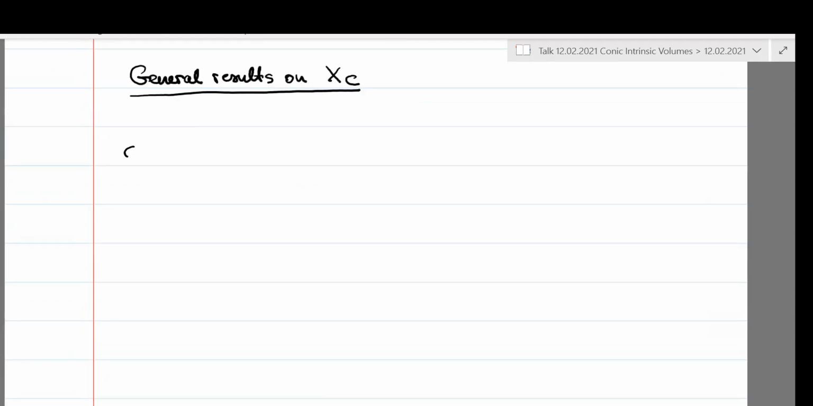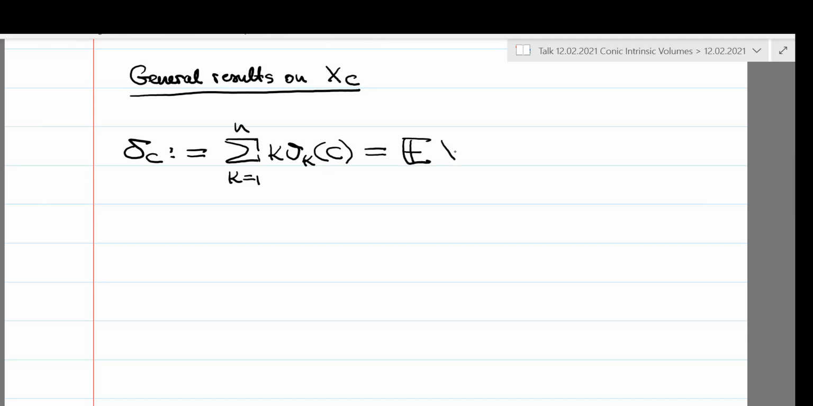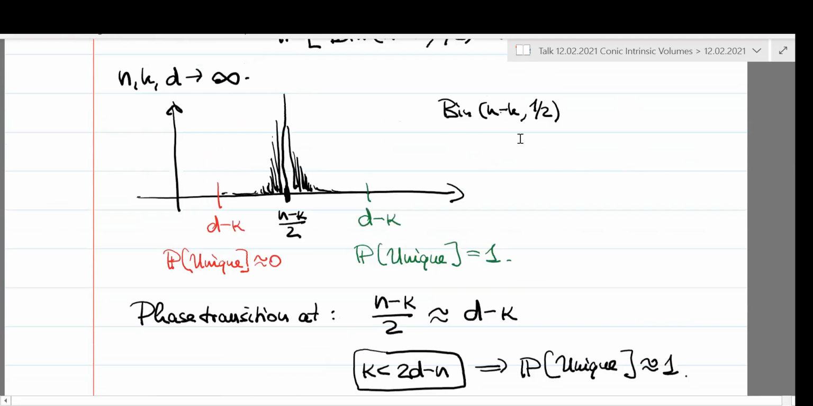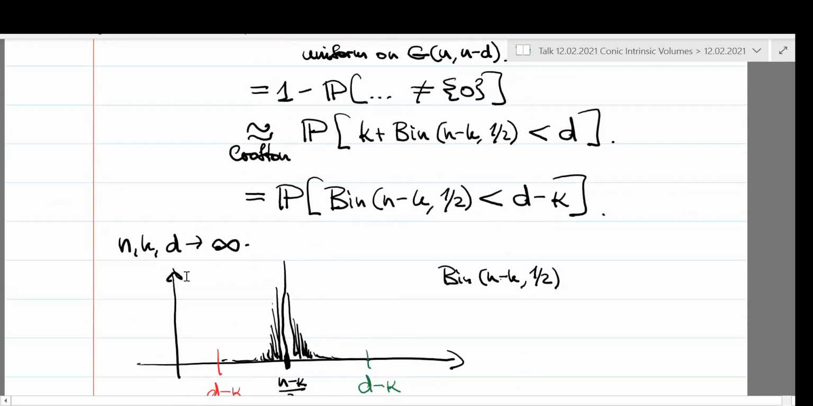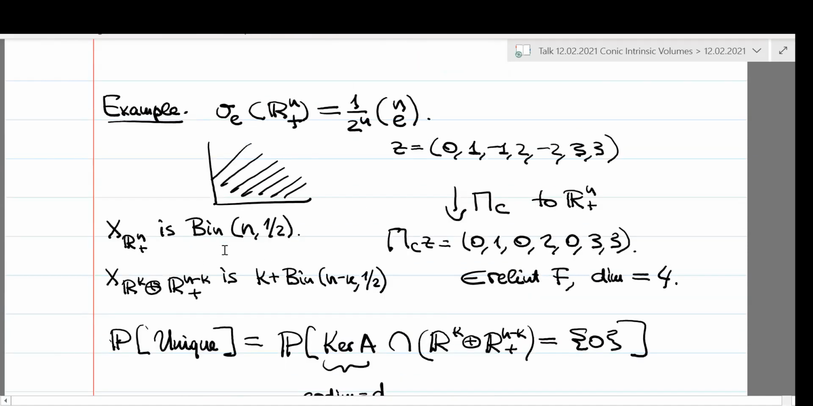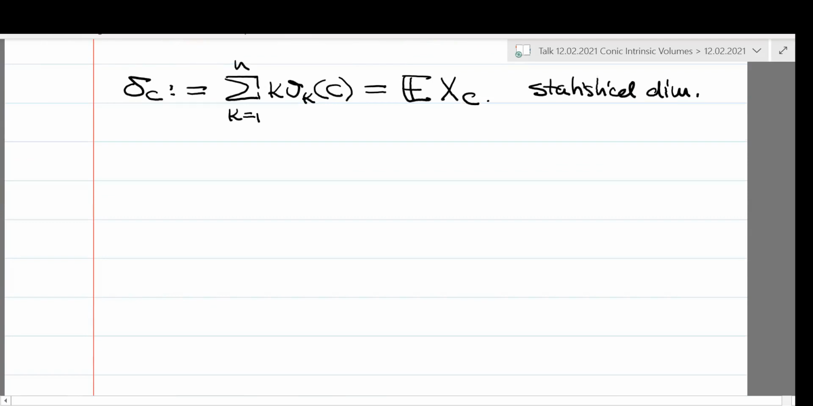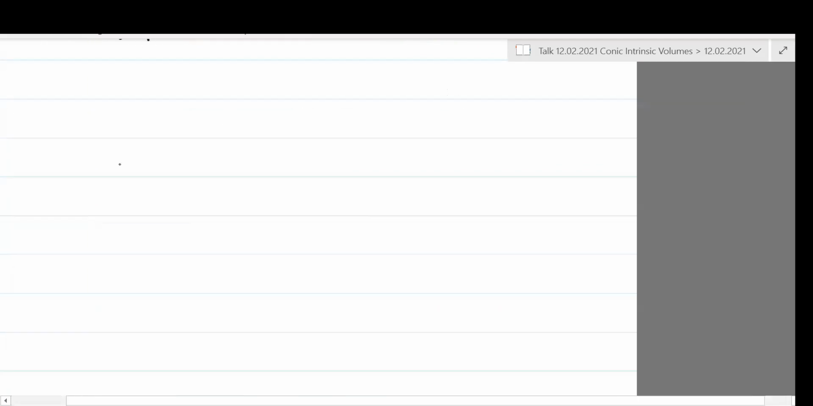Let us denote by delta of C the statistical dimension of the cone, which is the sum of k times nu k of C, k from 1 to n, and it is nothing but the expectation of the random variable associated with the cone. This is called the statistical dimension. For example, for the orthant, it is n over 2 because it is this expectation. And now the following result is a central limit theorem.